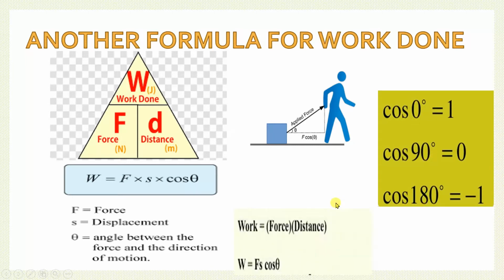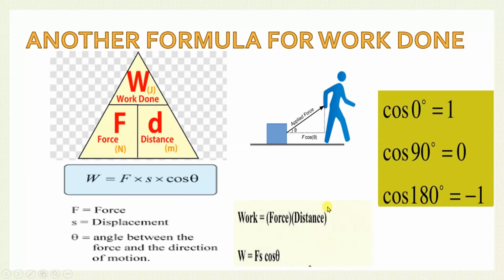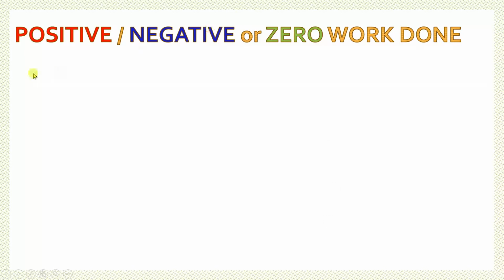Okay, so we have done the two formulas for the work done. Number one, work is equal to force into distance or displacement, and second, if the force and distance are not in the same direction, then we consider the formula W equal to F into S into cos of theta. ठीक है, and cos के लिए हमें तीन values learn करनी है, cos 0 is 1, cos 90 is 0 and cos 180 is minus 1. On the basis of these three, we make the work done positive, negative or 0.